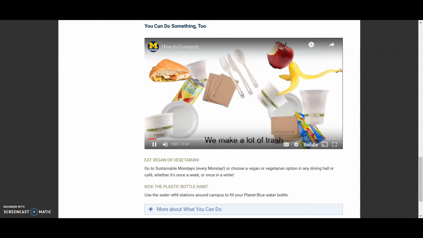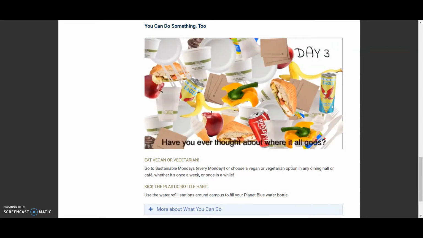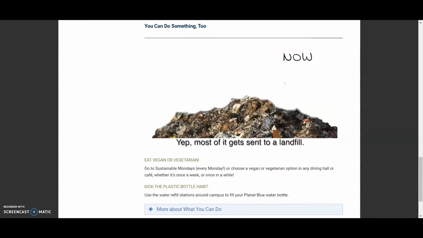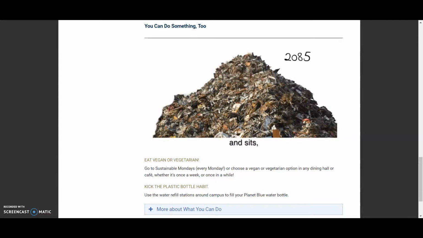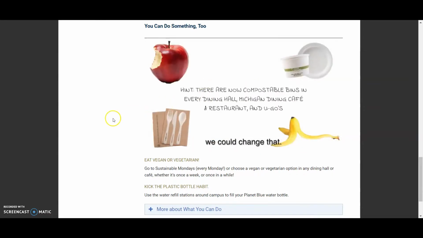We make a lot of trash, and that's just in one day. Have you ever thought about where it all goes? Yep, most of it gets sent to a landfill, where it sits, and sits, and sits. But if we thought a little bit more about where we throw our garbage, we could change that.